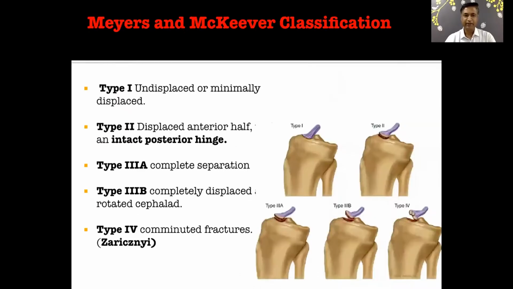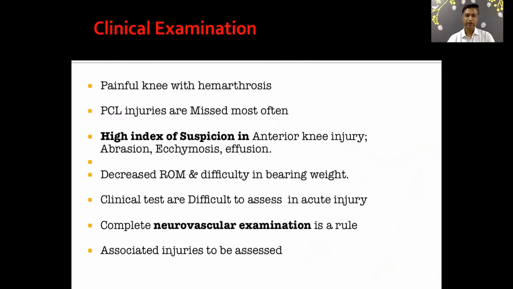And Meyers and McKeever's classification is a well-known classification. Type 1 is undisplaced. Type 2 is partially displaced with intact posterior hinge. Type 3A is completely separated and displaced, whereas type 3B is with rotation, and type 4 is with comminution. So most of these patients present with a painful knee and with hemarthrosis.